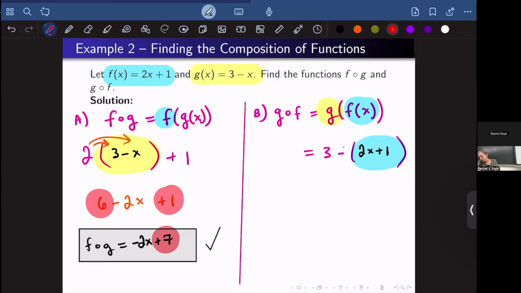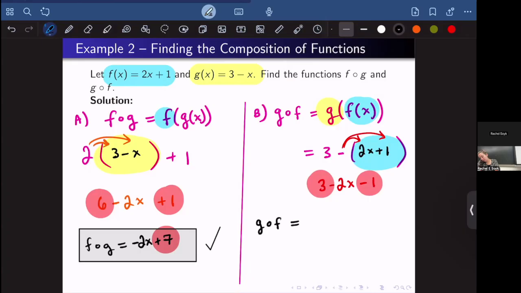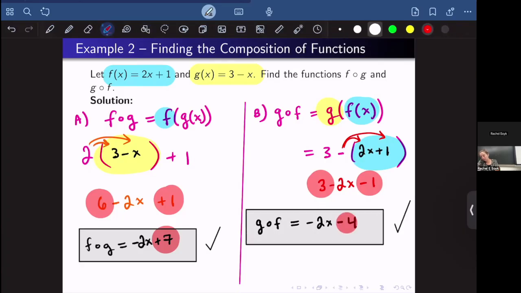Use distributive property. You're distributing that negative to both terms inside the parentheses. And then you're going to go ahead and combine some like terms. So we essentially get g of f is just negative 2x minus 4. And we're done.